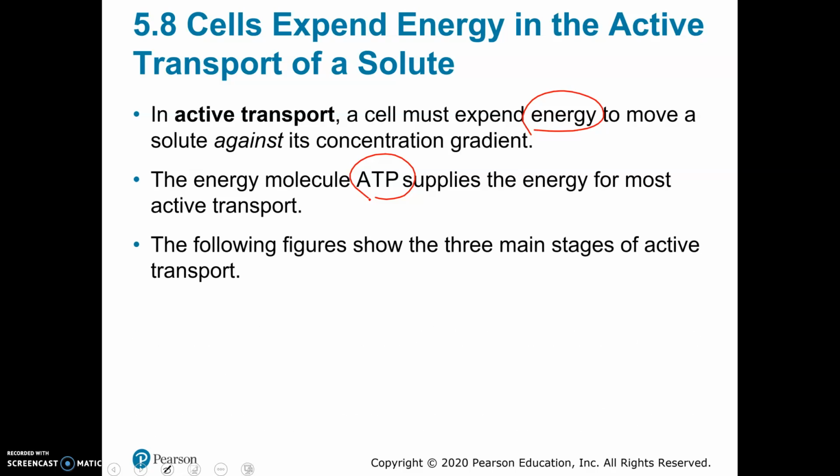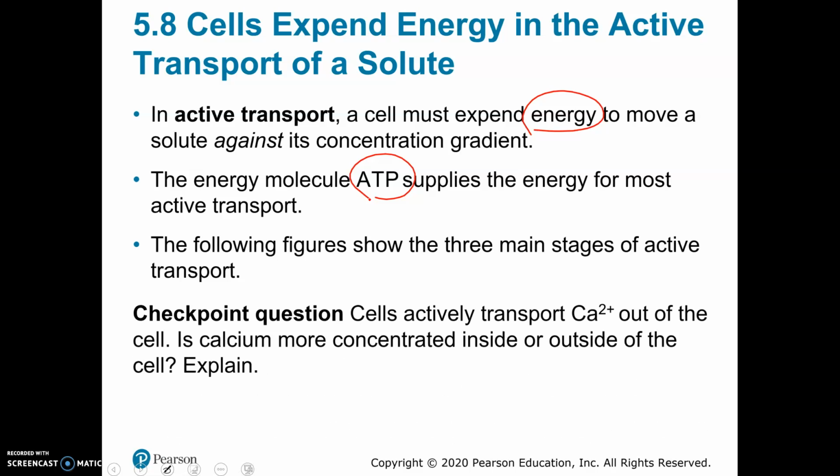So sometimes the cell also needs to bring in a molecule against the concentration gradient. Bring it from where it's low to an area where it's already a little bit higher. For example, if it needs a nutrient, the cell still needs it just because it's not in high concentrations outside. It still needs to bring it in. So it may have to pump things against the concentration gradient.